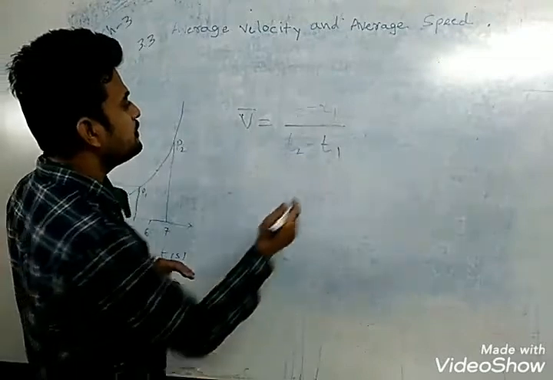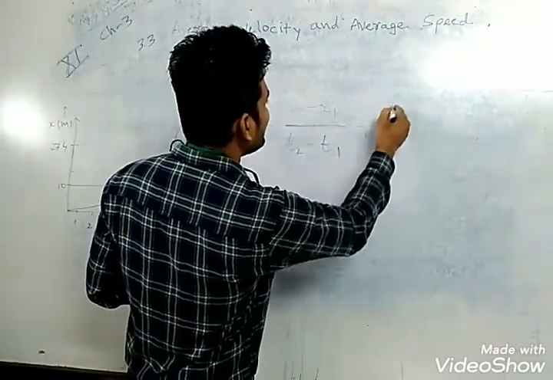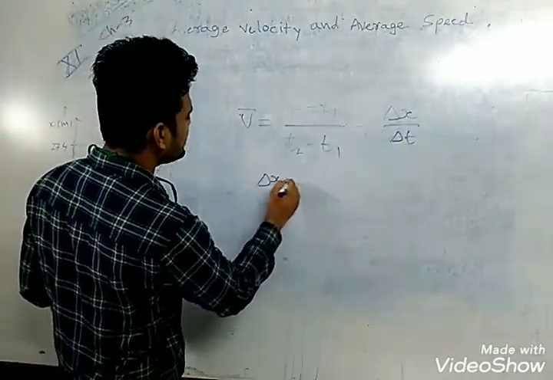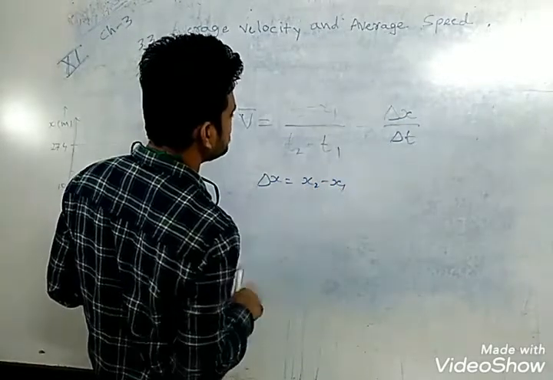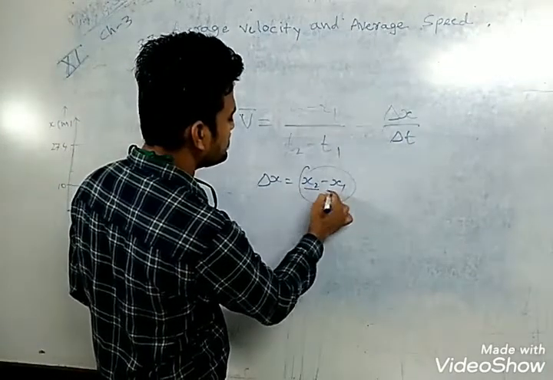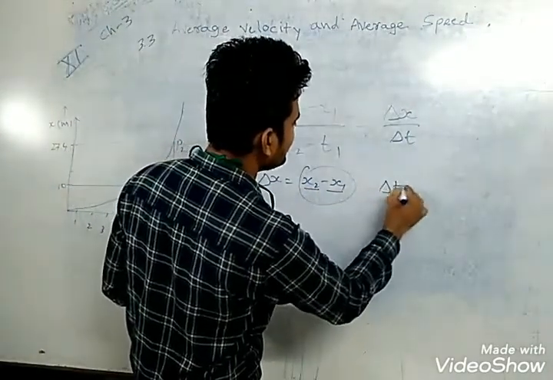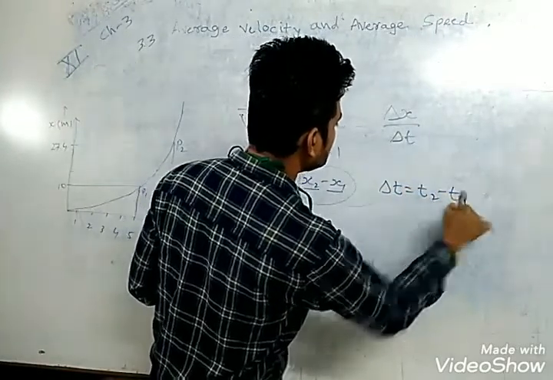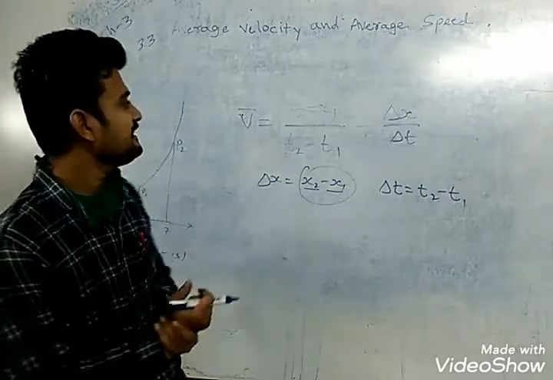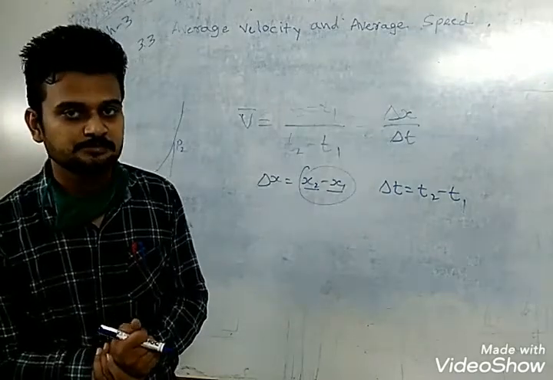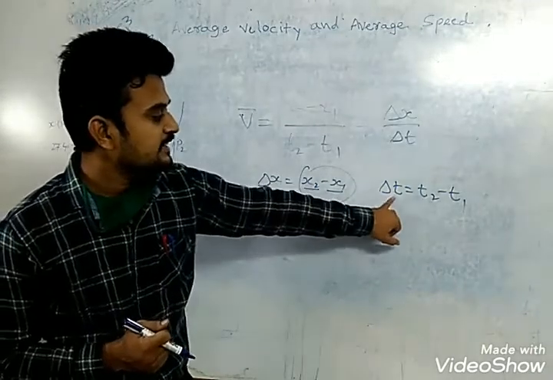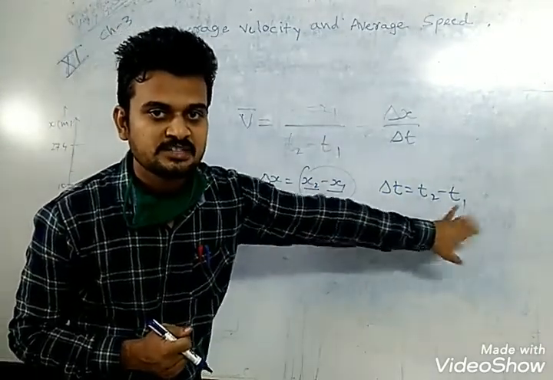Now v bar is equal to del x upon del t. Here del x is the change in position, and del t is equal to t2 minus t1. For the average velocity case, del x is equal to x2 minus x1 and del t is equal to t2 minus t1.